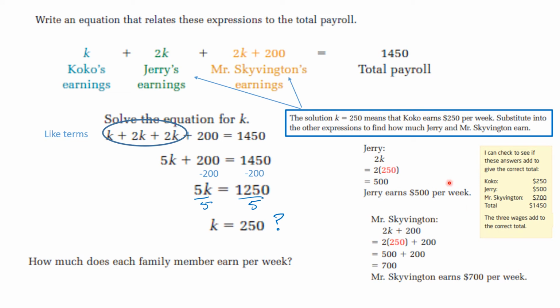So I can check to see if these answers add up to give me the correct total. These numbers that I got should add up to, remember, 1,450, and they do. So the 3 wages do add up to the correct total. So that was example 1.